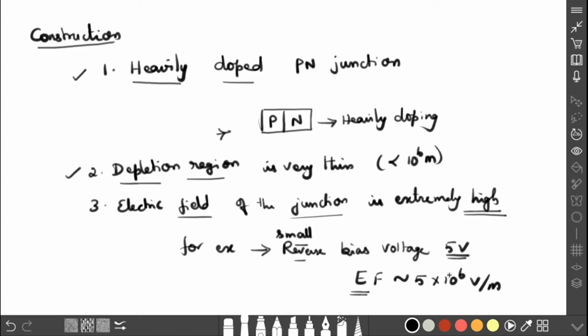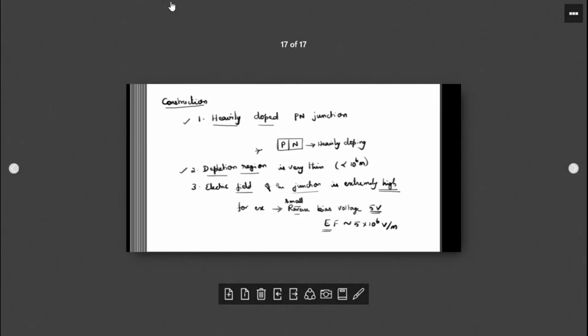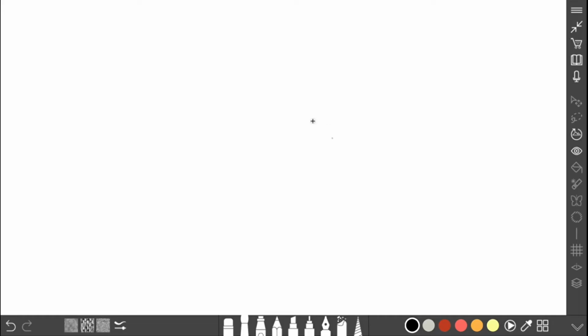Next we are going to discuss the working, how it works, and what the advantage of the Zener diode is over the normal PN junction diode. This is the main part. So now listen. First let me explain how the normal PN junction diode works under reverse bias. Working under reverse bias.